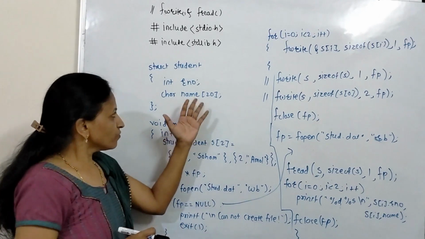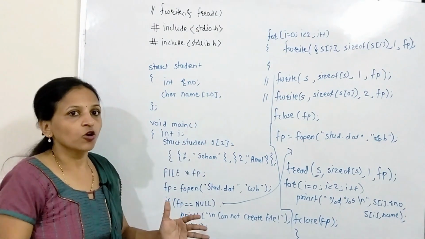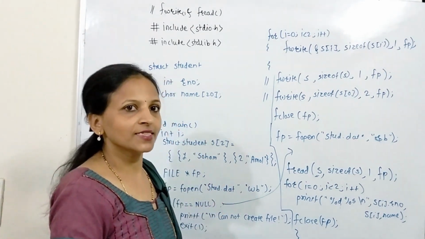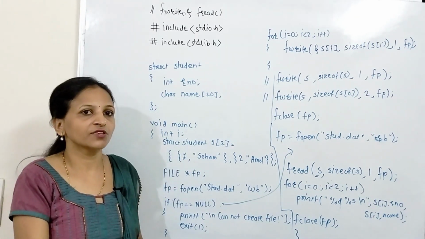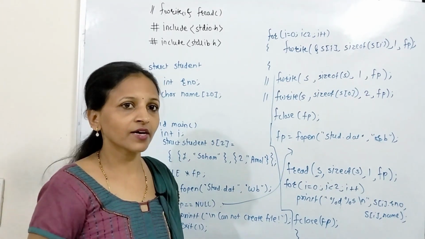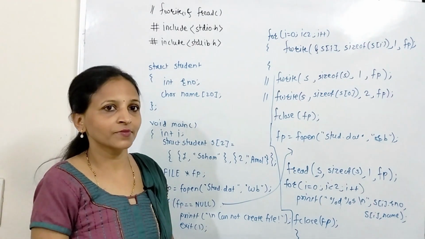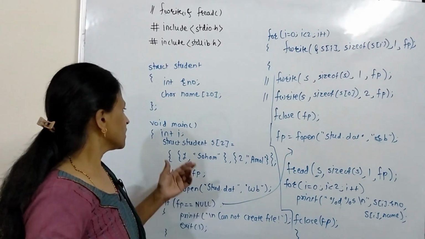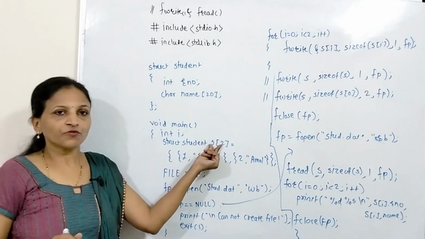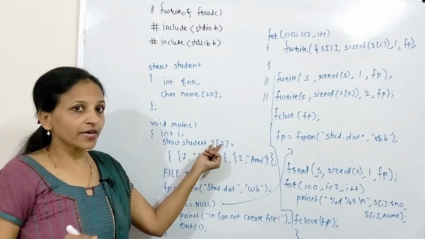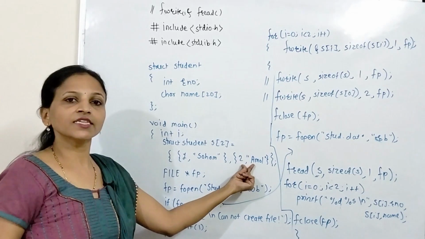Now I want to declare one array of this structure having two elements in it, and I want to write it to the file, and the same data I am again reading from the file and displaying onto the output screen. This is the program. Now let us see how to do this. Here struct student s of 2 means here I am creating an array of structure and initializing it.